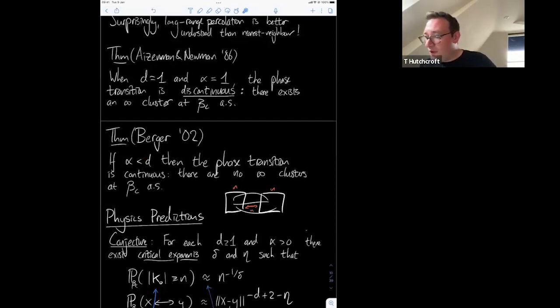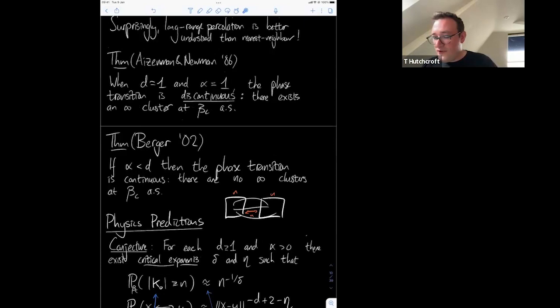One thing to mention is the relevance of this alpha less than d condition. There's a clear geometric interpretation: suppose you take 2 boxes of side length n and put them at distance n from each other. When alpha is smaller than d, there will be a large number of long edges open between these 2 boxes. When alpha is equal to d, there'll be a Poisson number, an order 1 random number. And when alpha is bigger than d, you'll have no such edges with high probability.